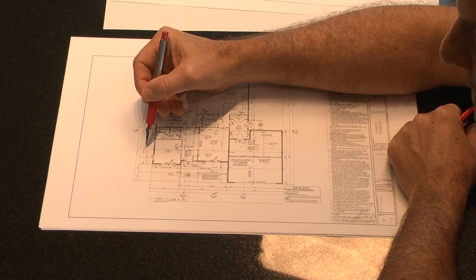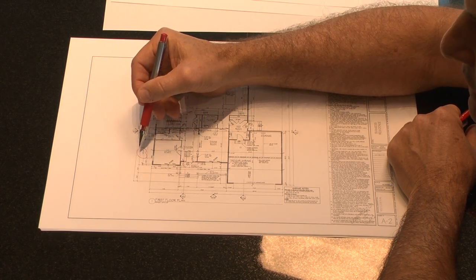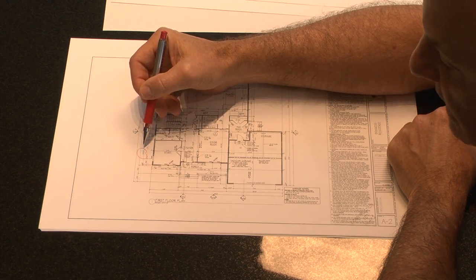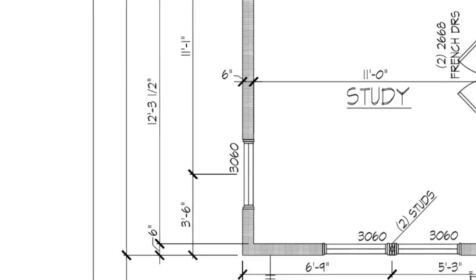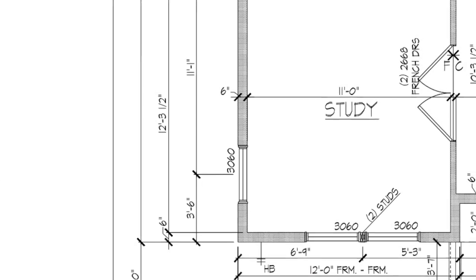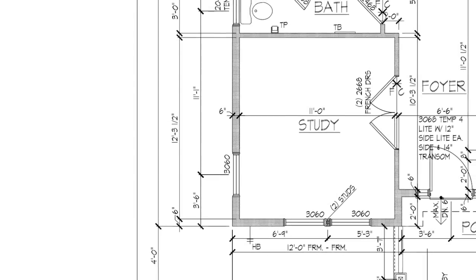So in actuality, the study is 12.8, but if you were to go to the outside extremity, you would need to add, 12.3. If you were to go to the outside extremity of the exterior wall, you would need to add another 6 inches. So in theory it would be, or in practice it would be 12 feet, 9.5 inches.